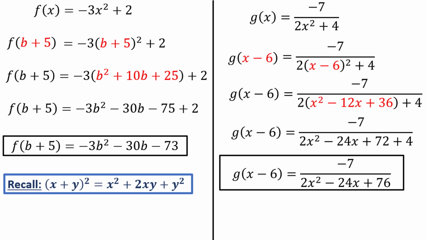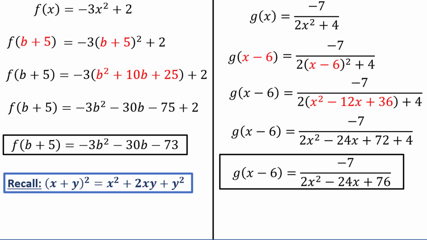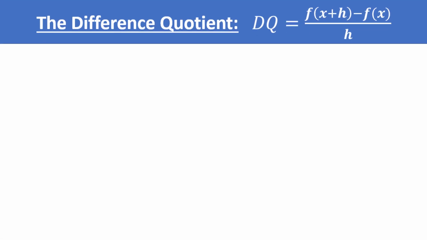Okay, next we're going to talk about an application of variable inputs to functions, which is called the difference quotient. The difference quotient tells us to take f of x plus h and subtract f of x, and then divide by h. I'm labeling the difference quotient as DQ here, not to be confused with Dairy Queen, just as an easy way for me to refer to this quotient when using it.